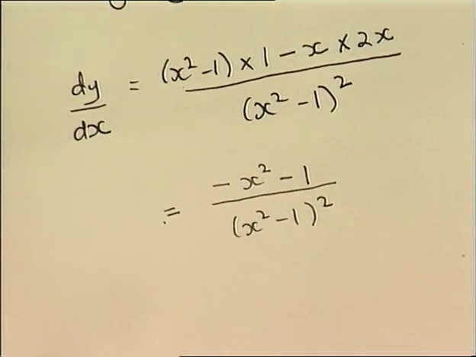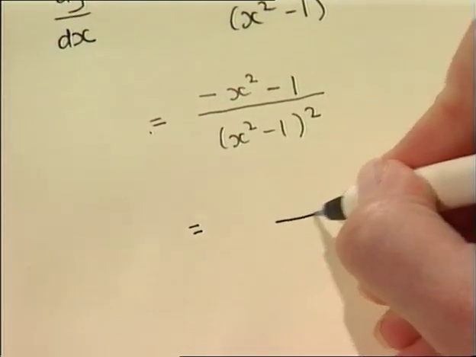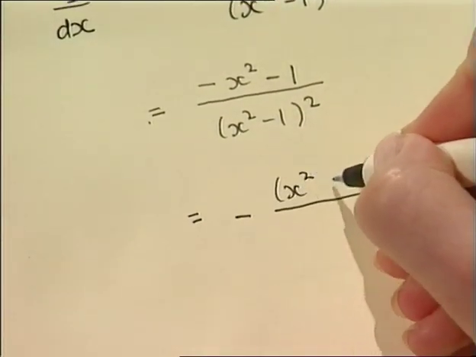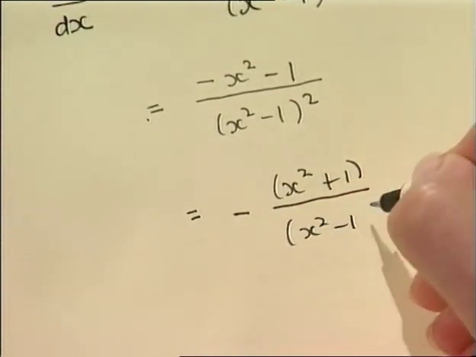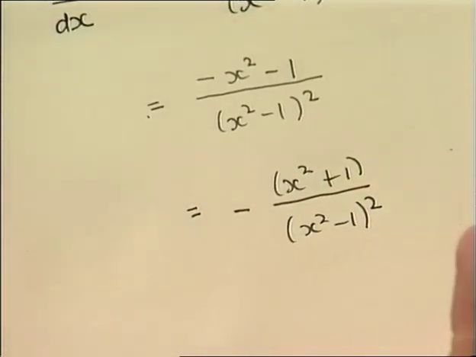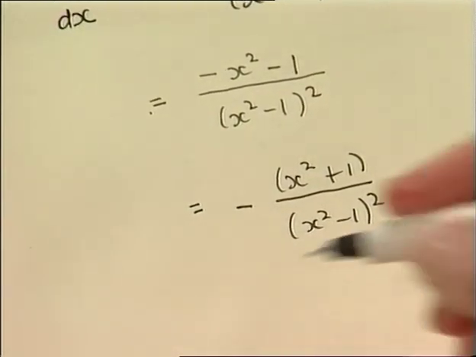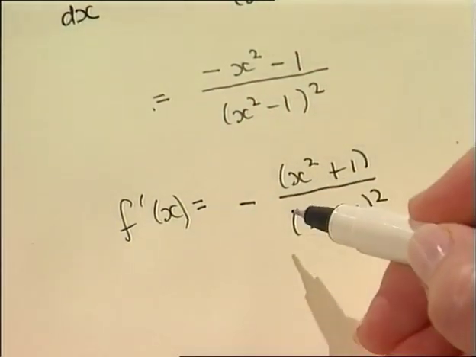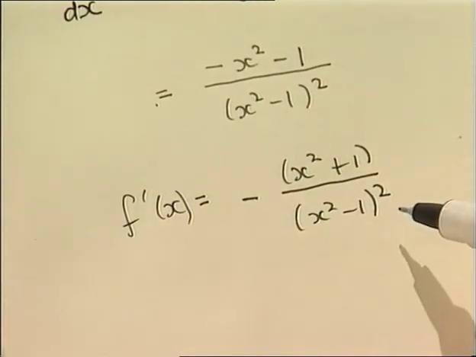Well, I think I'll take the negative term out to the front of the fraction. So that'll give me negative x squared plus 1 over x squared minus 1 all squared. And I want to phrase the answer in the same notation as the question, so that'll give me f dashed of x equals negative x squared plus 1 over x squared minus 1 all squared.